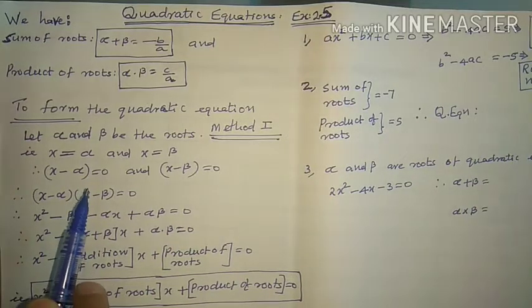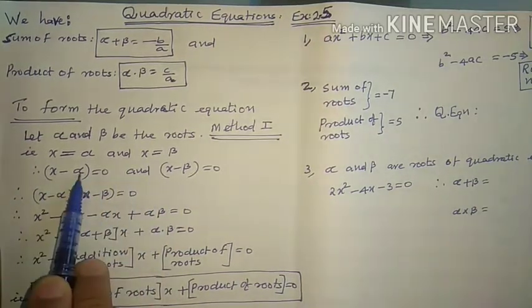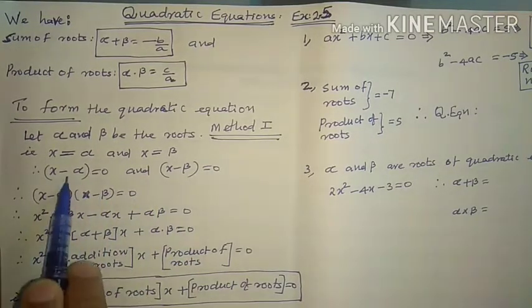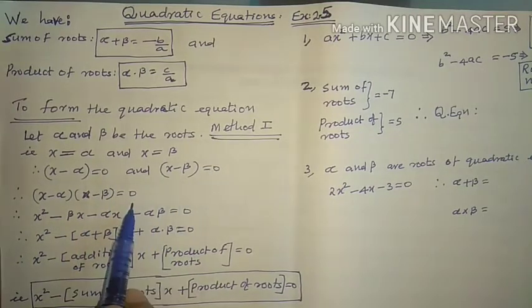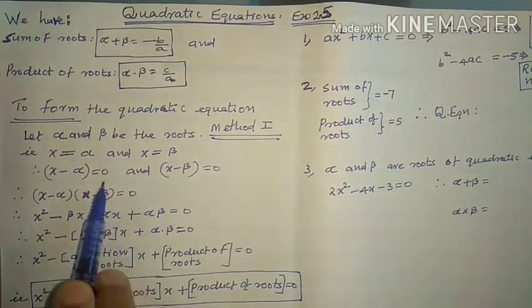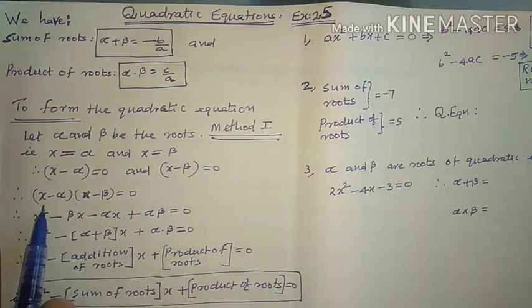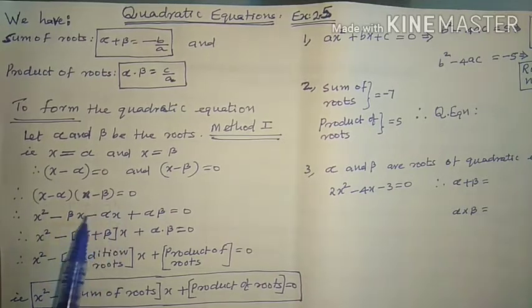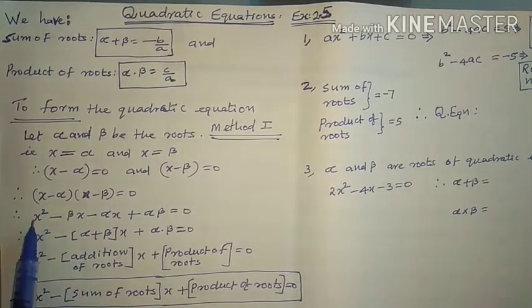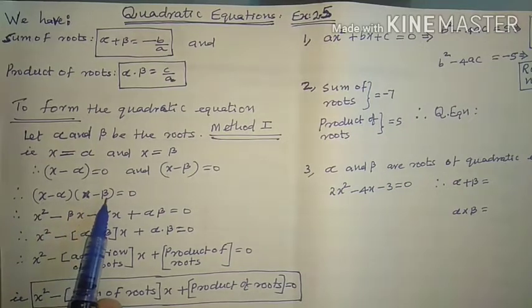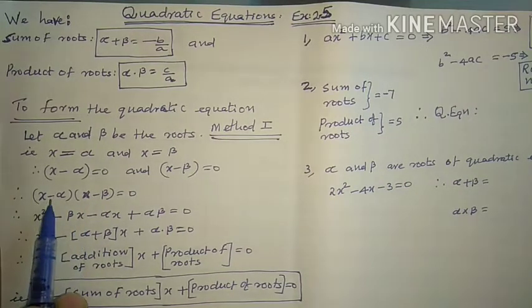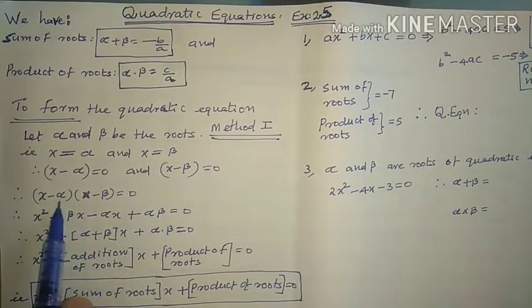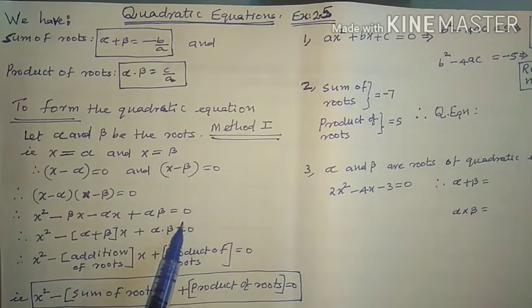Now to form the equation, we multiply both. x minus alpha into x minus beta equal to 0 into 0. Left hand sides you multiply, right hand sides also you multiply. Right hand side is 0, left hand side x minus alpha into x minus beta. We expand now. x into x, x square. x into minus beta, minus beta x. Minus alpha into x, minus alpha x, minus into minus plus alpha into beta equal to 0.